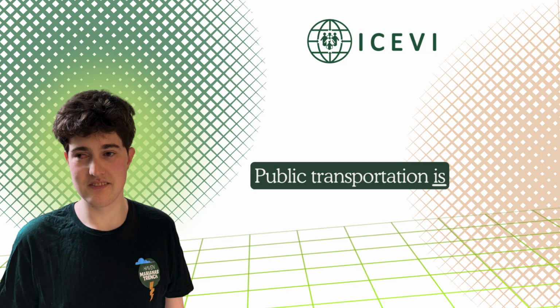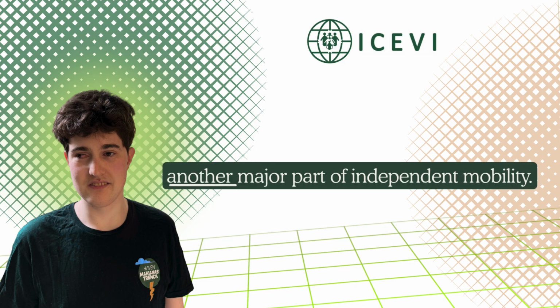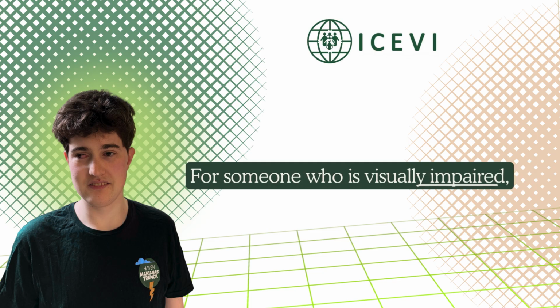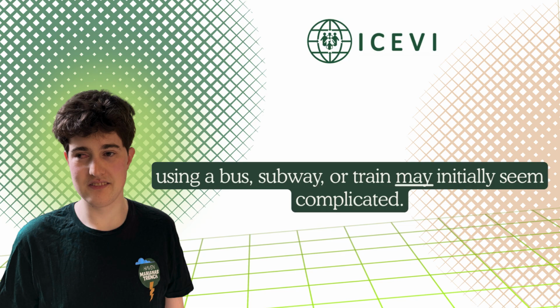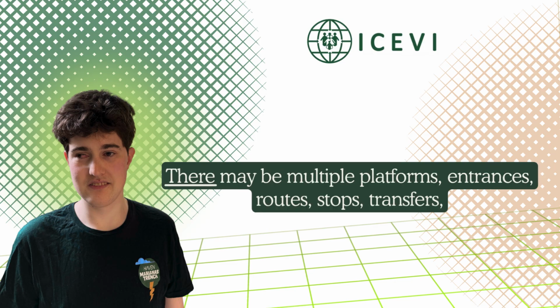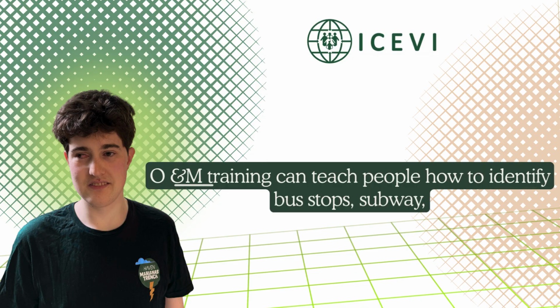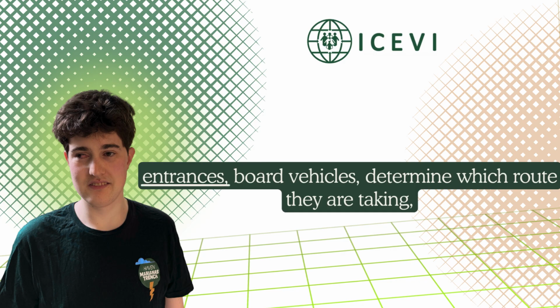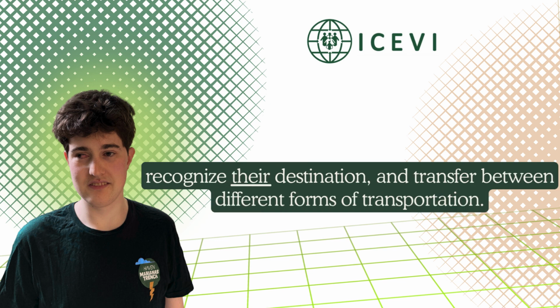Public transportation. Public transportation is another major part of independent mobility. For someone who's visually impaired, using a bus, subway, or train may initially seem complicated. There may be multiple platforms, entrances, routes, stops, transfers, and announcements. O&M training can teach people how to identify bus stops, locate subway entrances, board vehicles, determine which route they are taking, recognize their destination, and transfer between different forms of transportation.